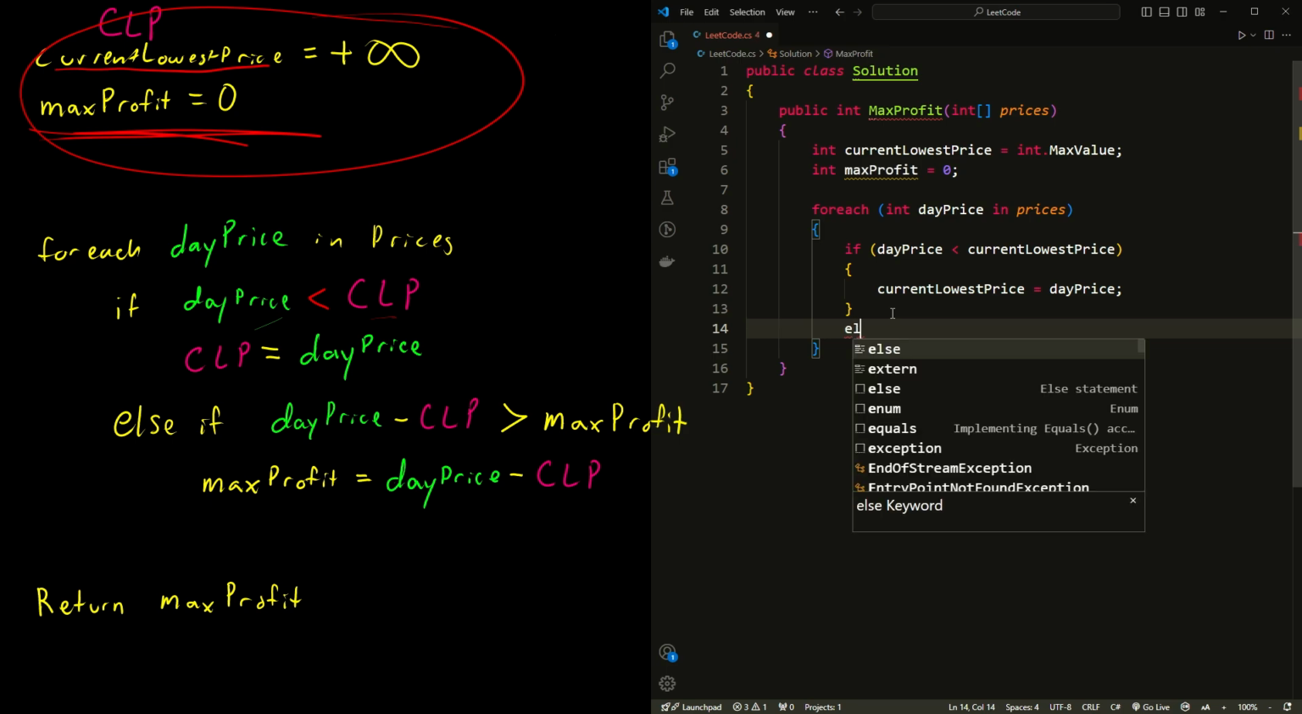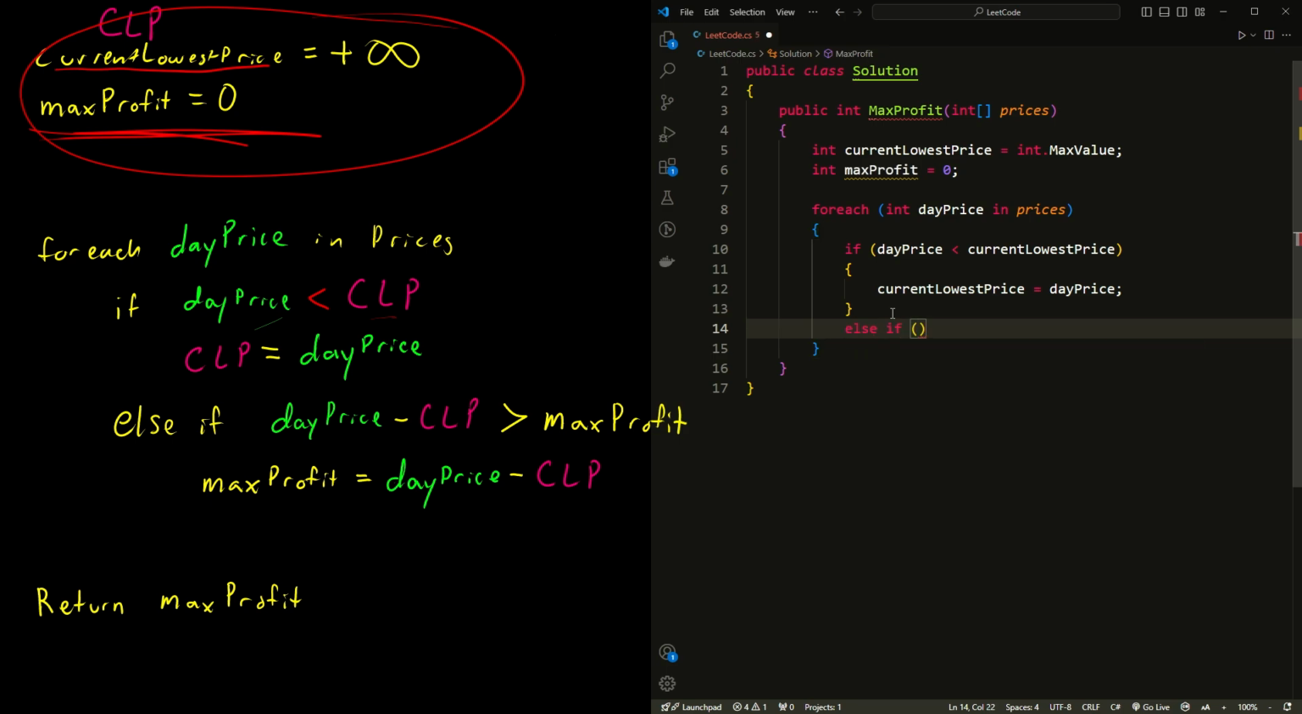Else what? Well, we would have to check to see how much profit we would make if we sold today. If we get down here, that means that the day price was bigger than our current lowest price, or equal, but equal doesn't really matter because we wouldn't make a profit anyway. So if my day price is bigger, I can sell today. And how much money will I make? Well, I'll make some amount of money, but is it bigger than my max profit? If it's bigger than my max profit, I want to go ahead and update my max profit.